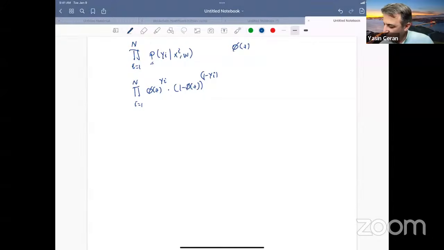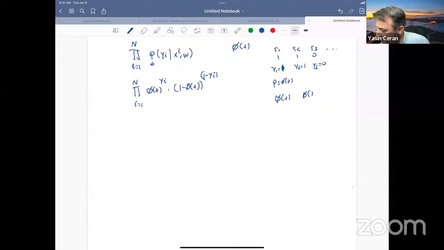Remember, the first student passed, the second student passed, but the third student failed. So the first student's target value is 1, the second student's target value is 1, and the third student's target value is 0. This is the probability for the individual students, and this probability is nothing but phi of z. If the student passed, by the way, y is 1, and it is phi of z. If the student failed, it is 1 minus phi of z.